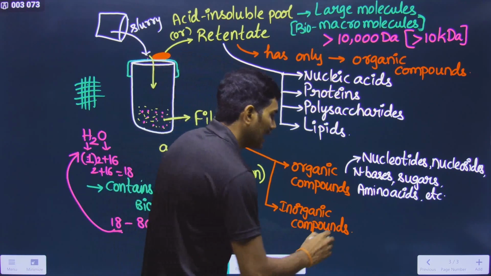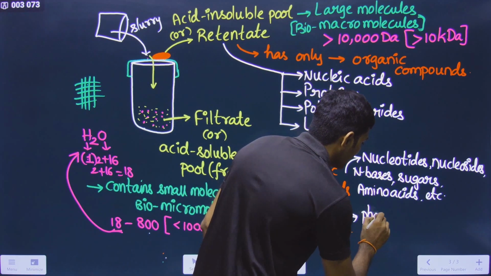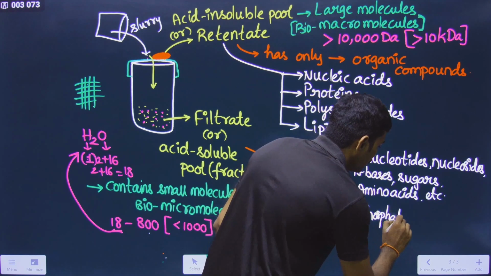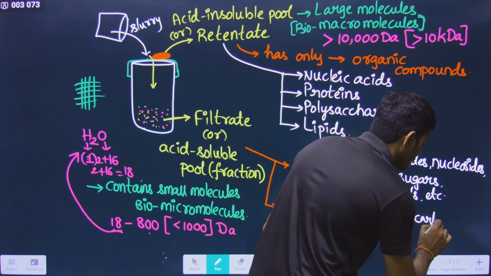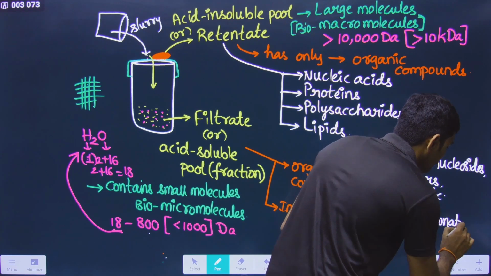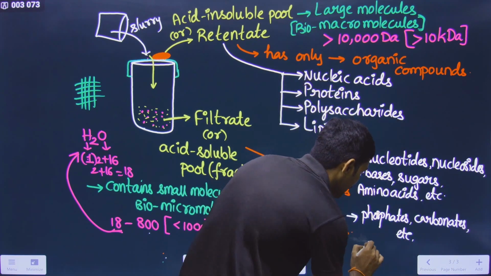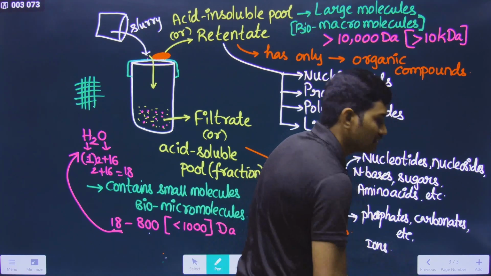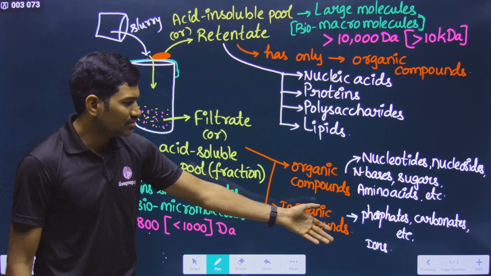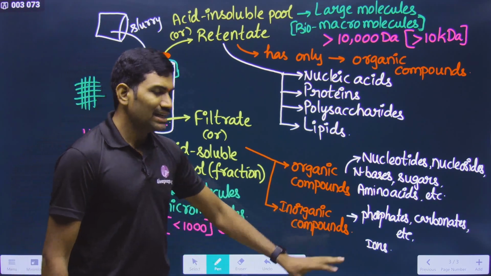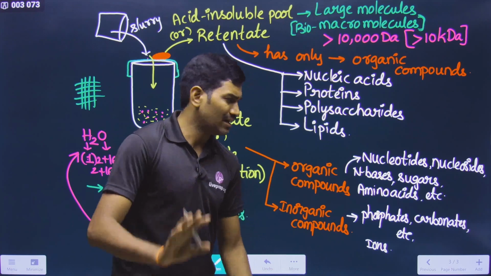Please remember, in the organic compounds, different types of phosphates are present. Carbonates are present, etc. Likewise, they are present. Not only this, some ions are also present, ions like Ca+2, Mg+2, Na+, K+, Cl-, likewise many are present. So all these are inorganic type. But ions are not considered as compounds, they are simply ions.